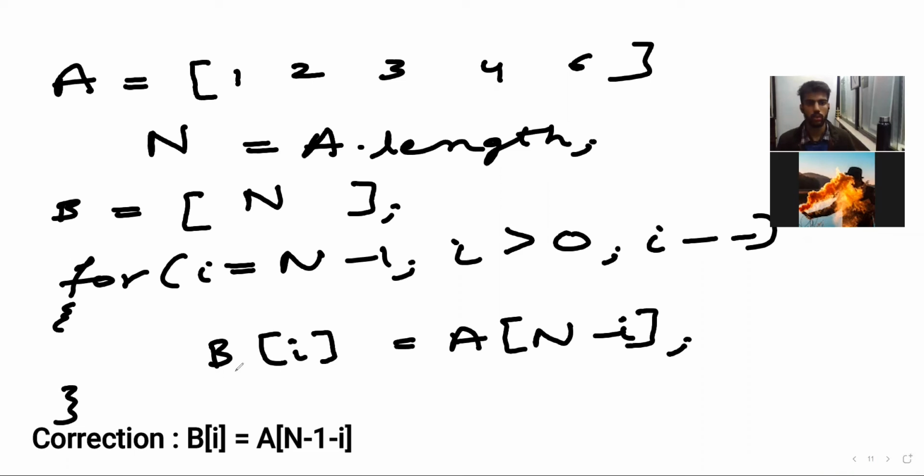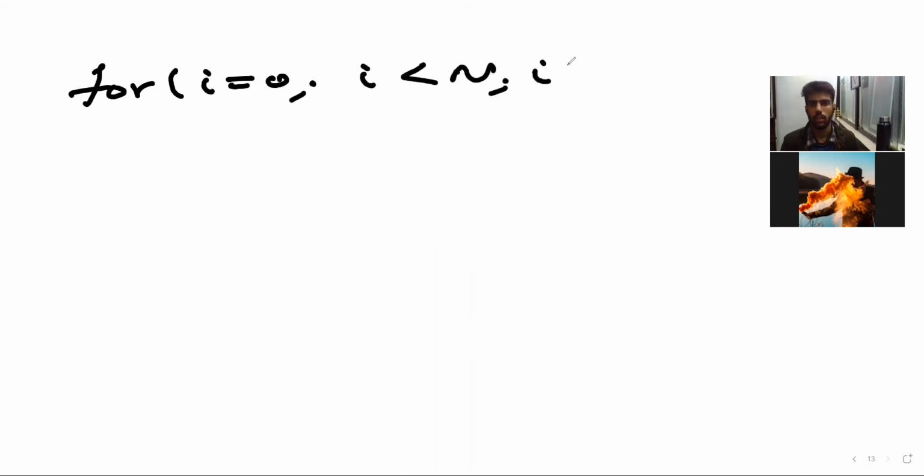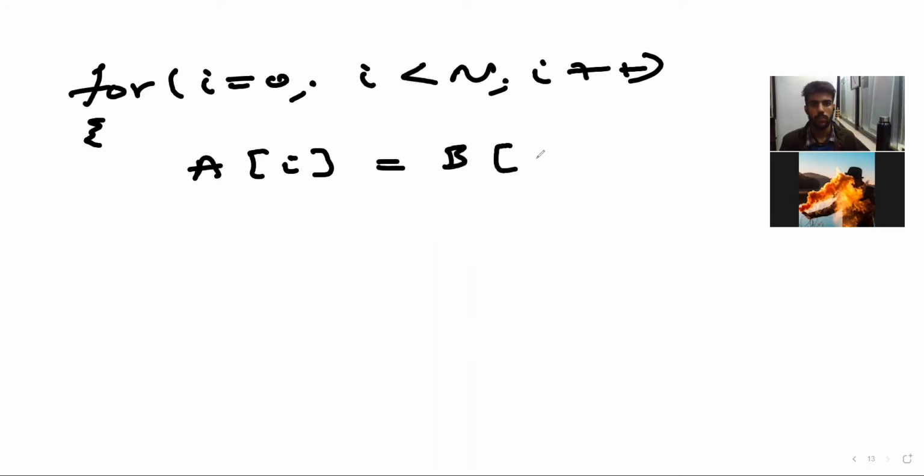But if you are asked to make changes in the original array, then you have to run another for loop from i equals 0 to i less than n, i plus plus. Now we would replace the values of b with a again. This is in the case when you are asked to do the changes on the original array. Otherwise, you can simply return the b array as in the previous slide.